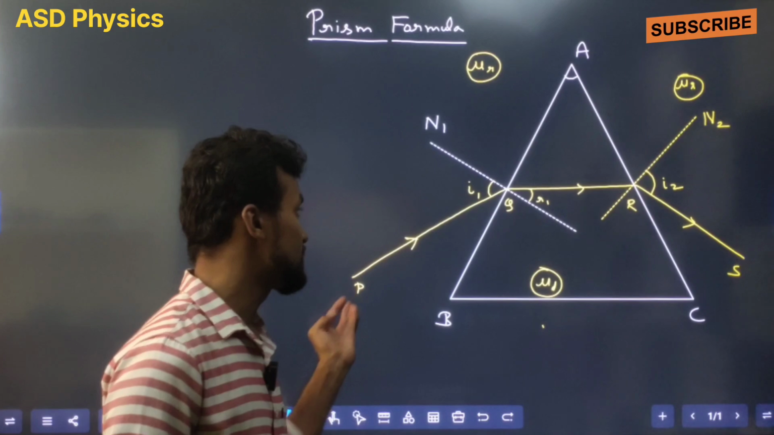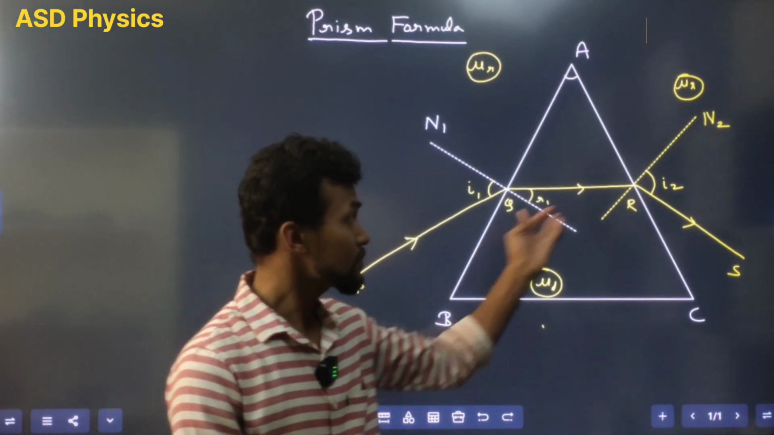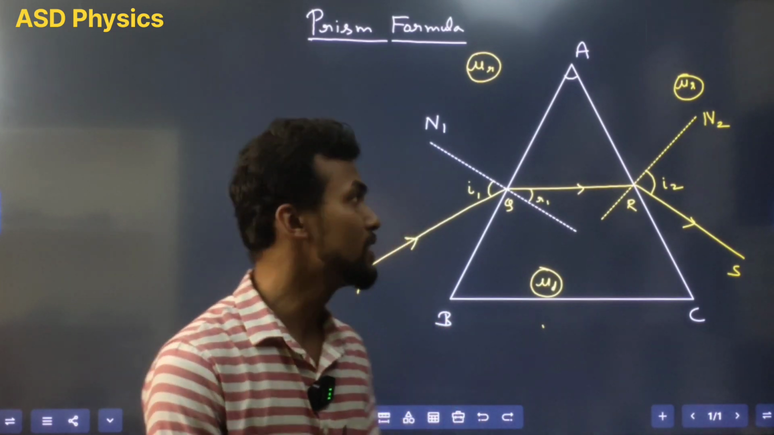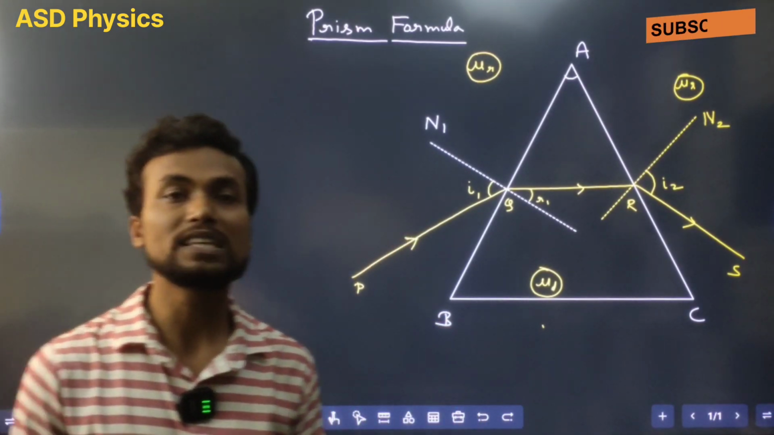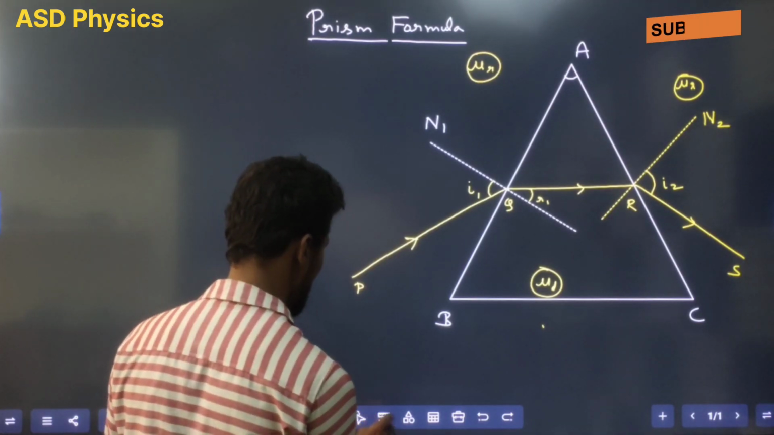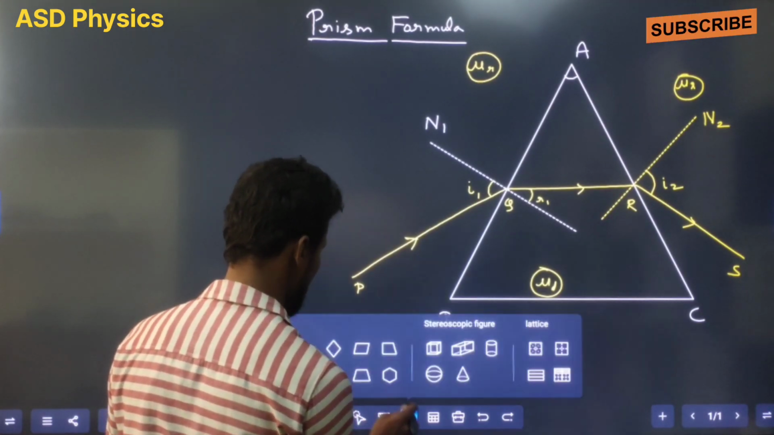What I am telling here is that PQ is the incident ray, QR is the refracted ray, and RS is the emergent ray. Now I am going to find out the angle of deviation. Just let me draw here, please. This one here.